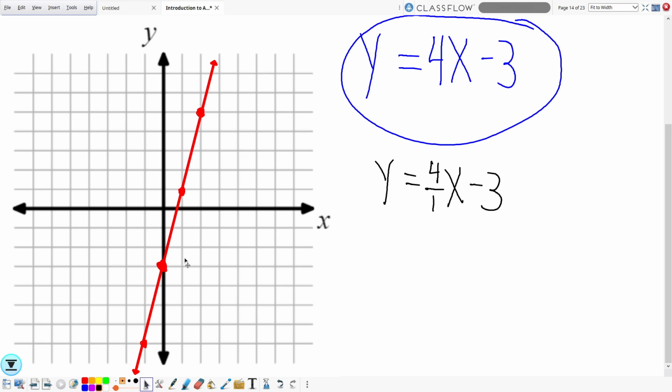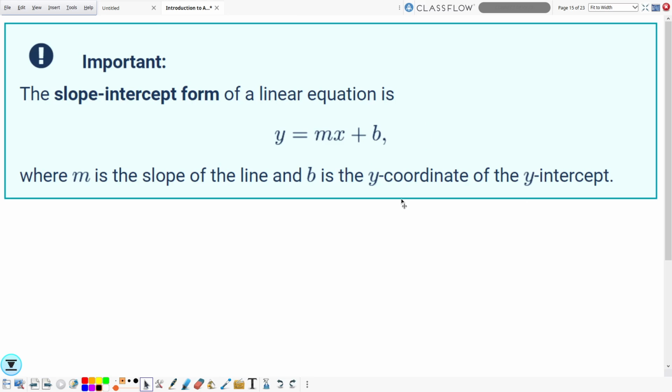You get the y-intercept, that's 1 point. Use the slope to get a second point, and then once you've got 2 points, you can draw a line, and that line will be accurate. So again, this slope-intercept form is really, I think, the king of linear equation forms. It gives you all the important information at a glance. So hopefully that makes sense.